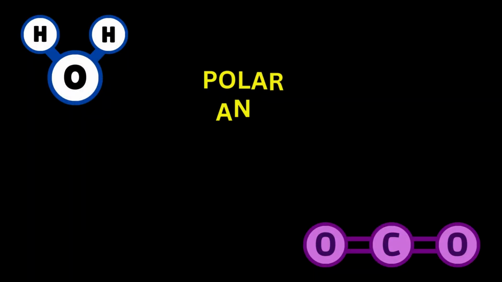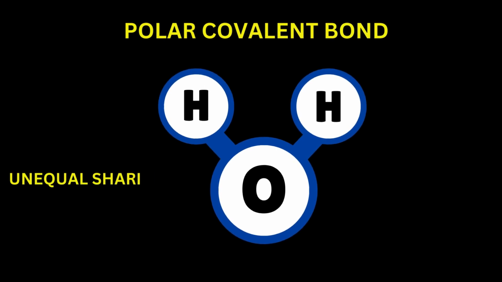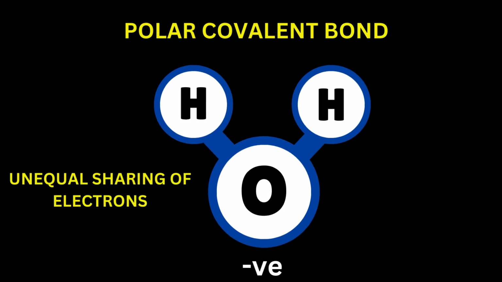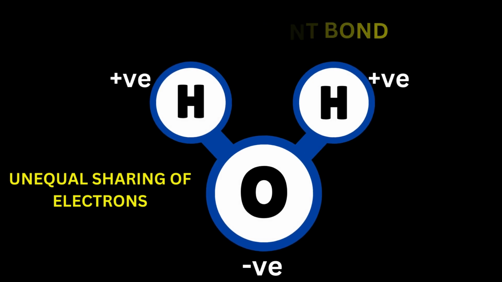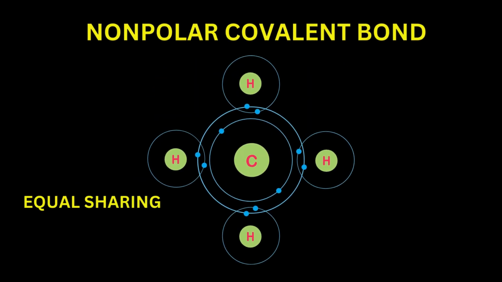Polar and nonpolar covalent bonds. Within covalent bonds, there are polar and nonpolar bonds. In polar covalent bonds, electrons are shared unevenly, creating partial charges. In nonpolar covalent bonds, electrons are shared equally between atoms.